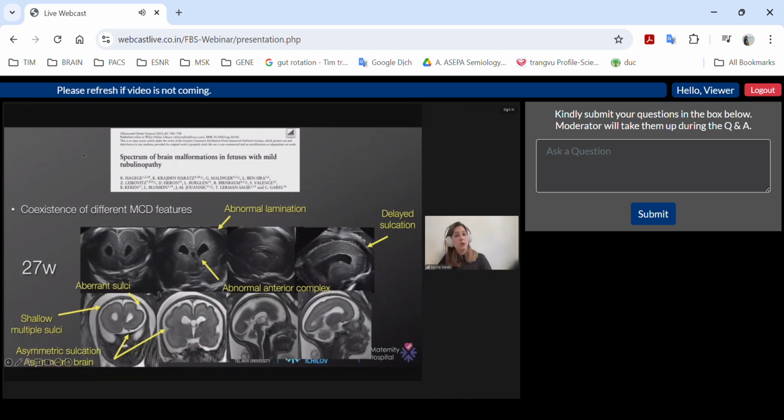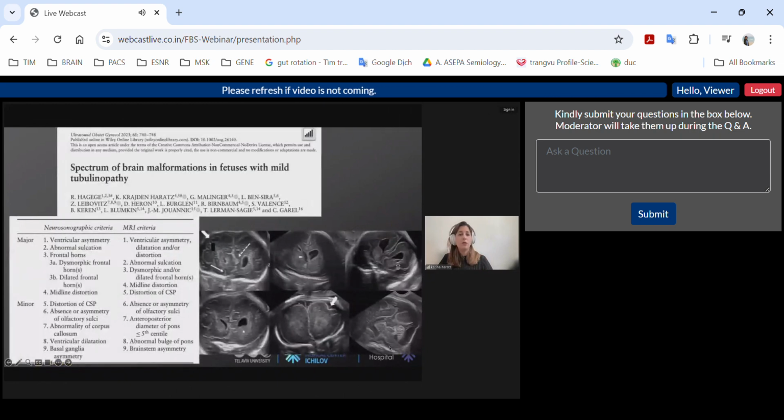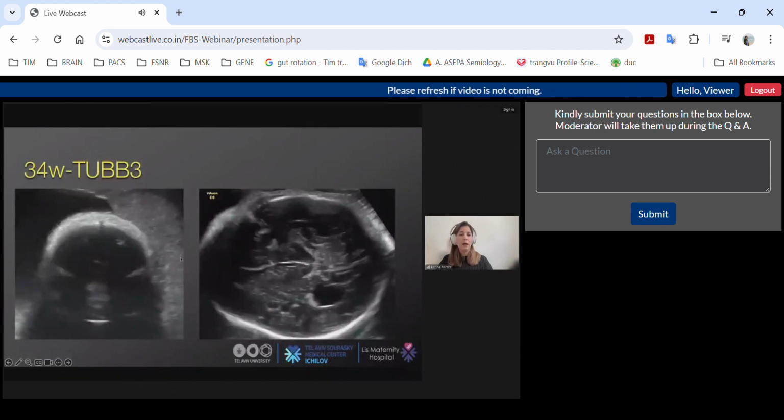There are milder tubulinopathies, and I think TUBB3 would be the best example for that. And then the findings may be milder, but that pattern that I showed you before would be very, very good for us to suspect the presence of tubulinopathy. And this is our latest publication on the spectrum of the abnormalities in mild tubulinopathy. Remember the anterior complex, remember the irregular interhemispheric fissure. Even in agenesis, it will help us.